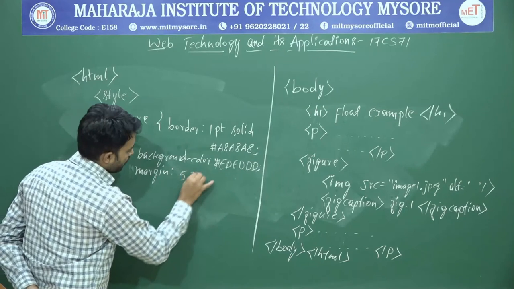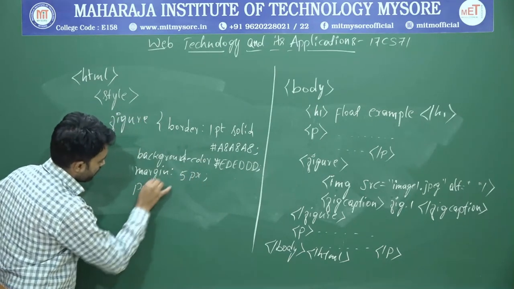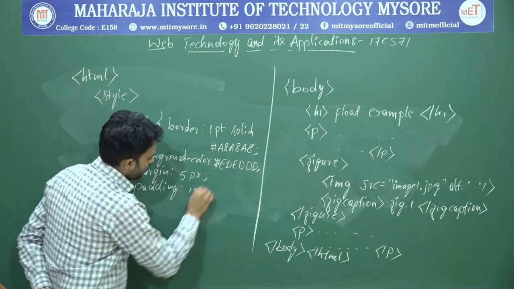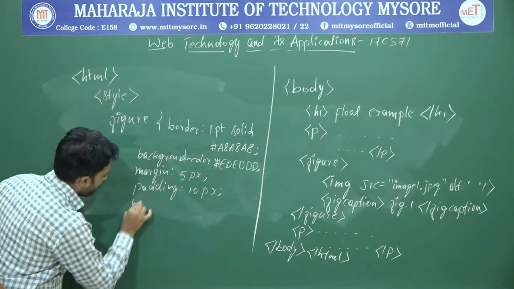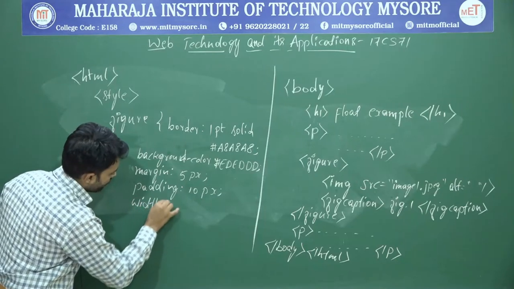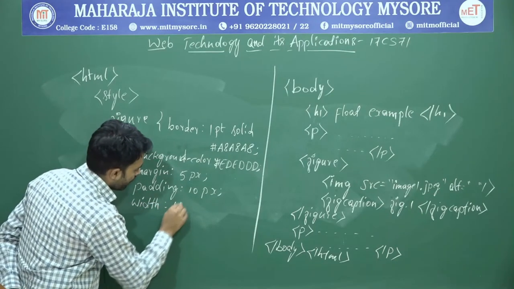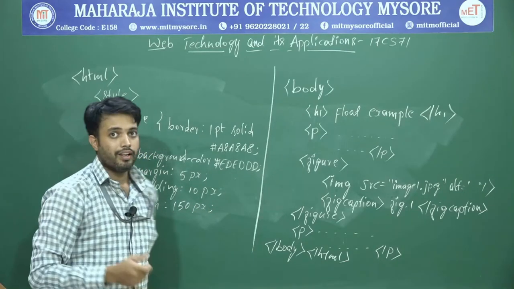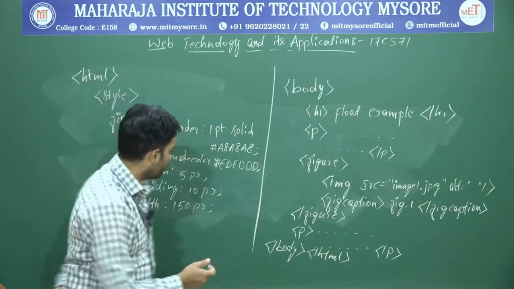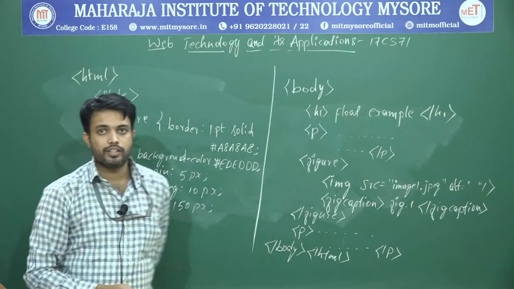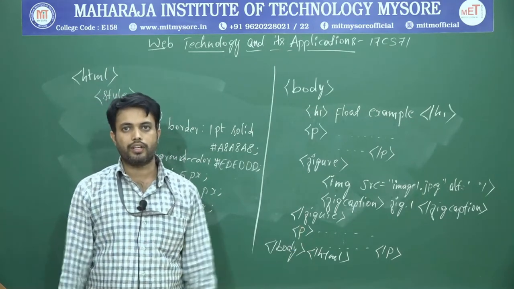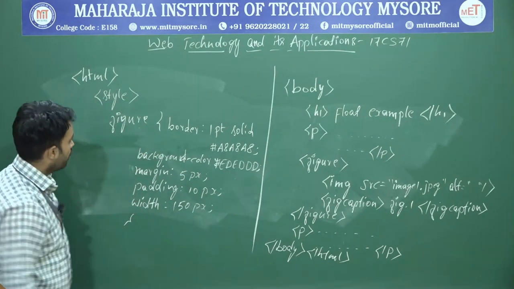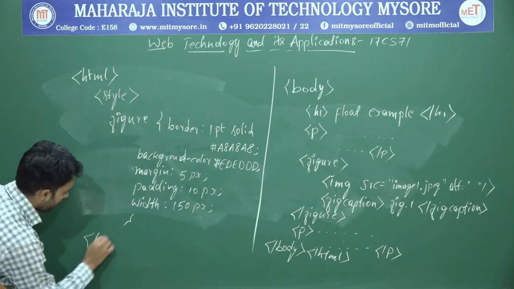And again margin 5 pixel, padding 10 pixel, width. So what width? 150 pixel. This is compulsory for block level floating elements. We need to specify width, otherwise it's going to occupy the full container width. So now I will close this figure, and now again I will close this style.